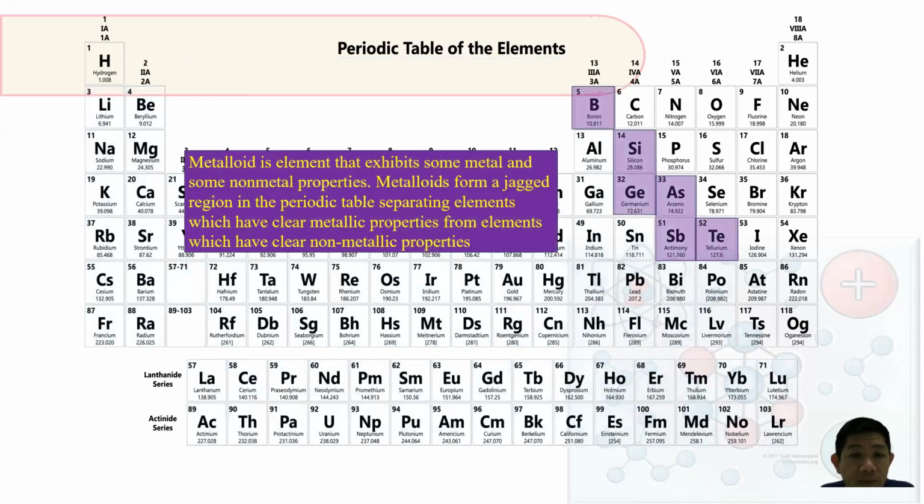Whereas we have another elements which is also known as metalloids, which is an element that exhibits some metal and some non-metal properties. So metalloids form a jagged region in the periodic table separating elements which have clear metallic properties from elements which have clearly non-metal properties.